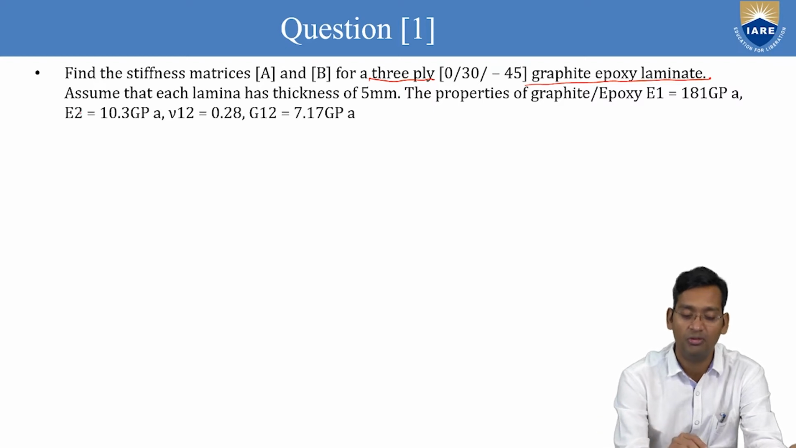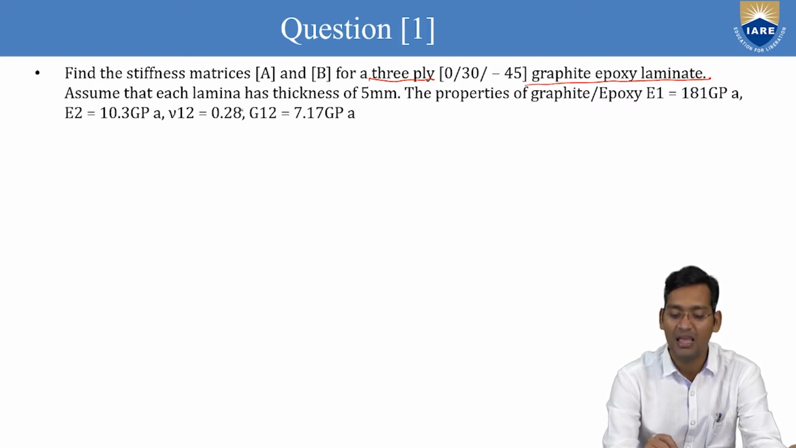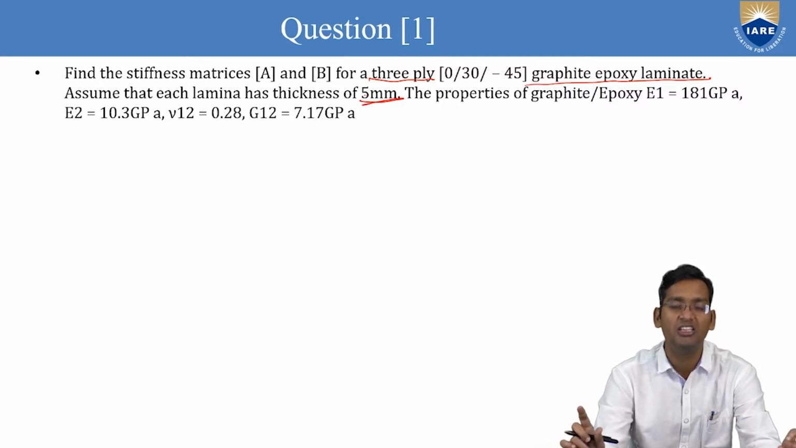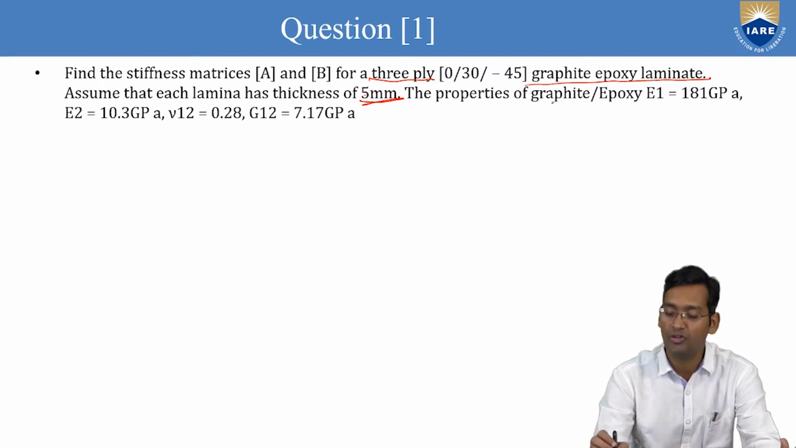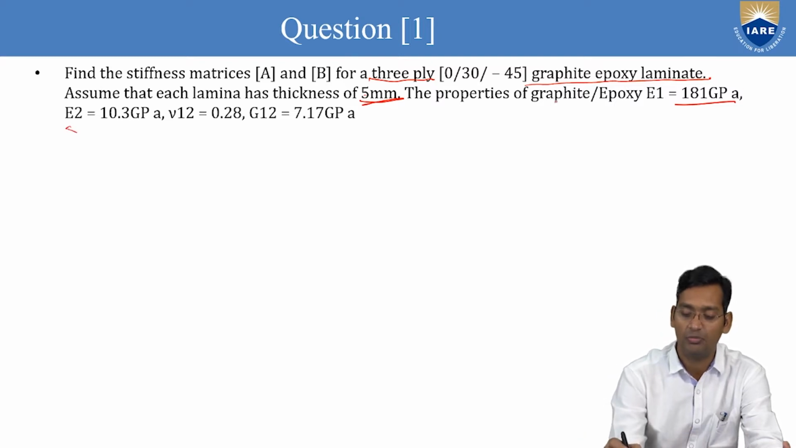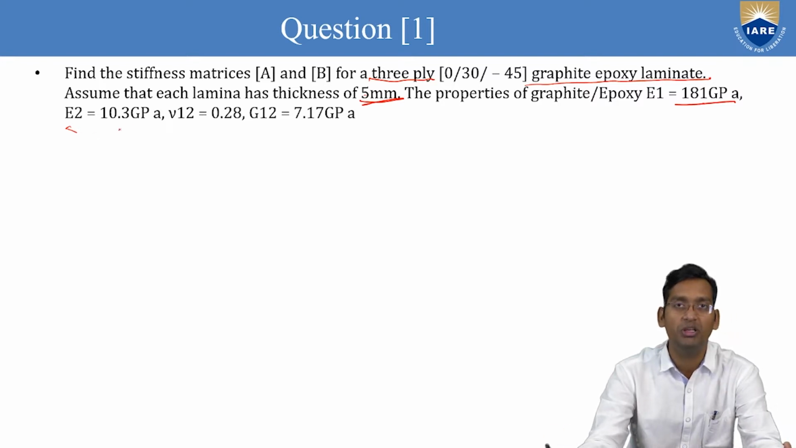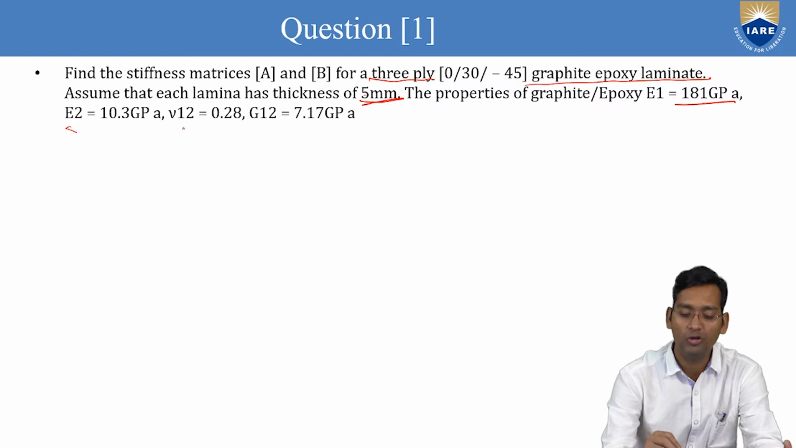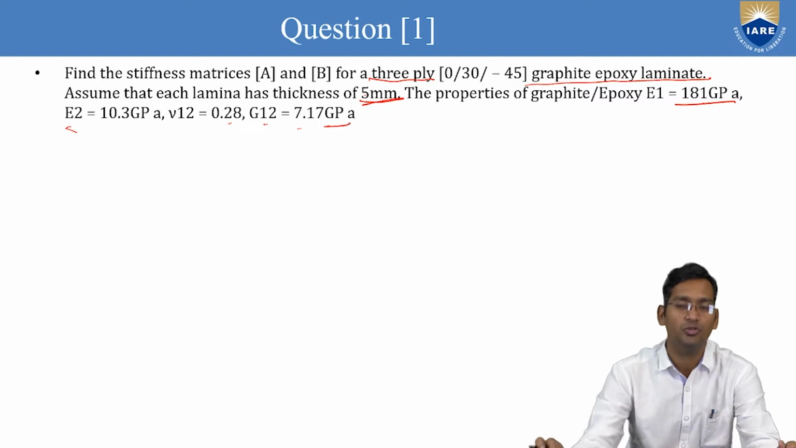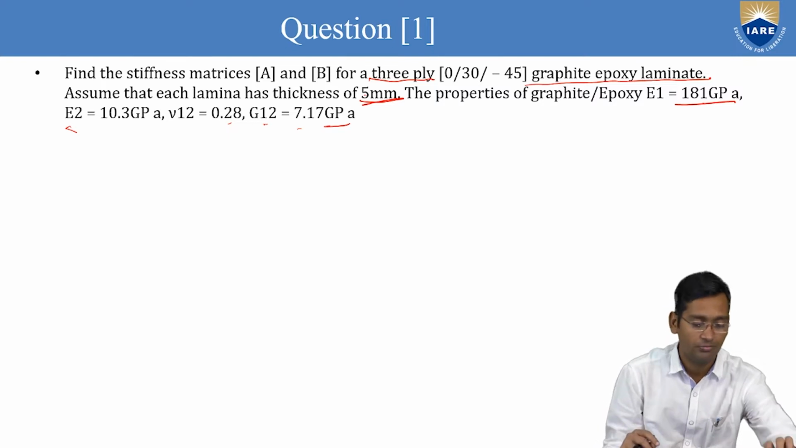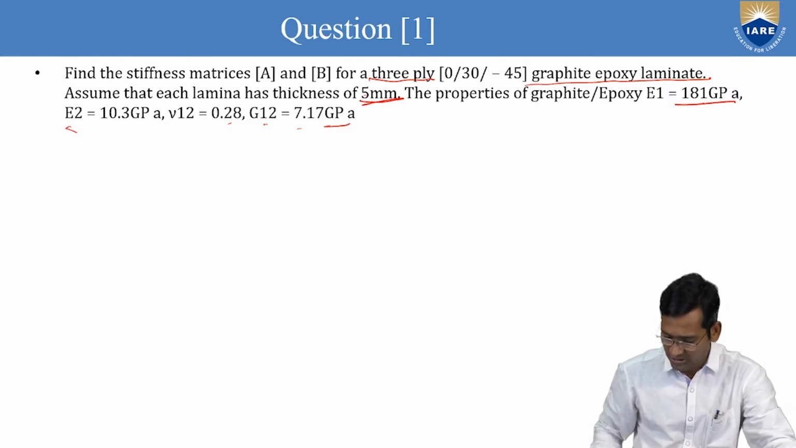Now for that, what condition is given? Assume that each lamina has a thickness of 5 mm. So 5 mm is there, and how many layers are there? 3. So the total thickness will be 15 mm. The properties of graphite epoxy: E1 is 181 gigapascal, and E2 is 10.3 GPa. Nu 12 is 0.28, and G12 is 7.17 gigapascal. So these are the given things in the question. Whatever is given, write it down in the same way. Okay, and now let's start with the solution.